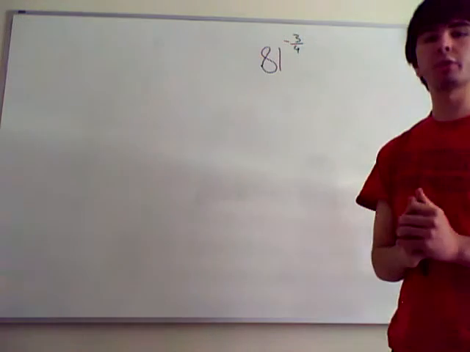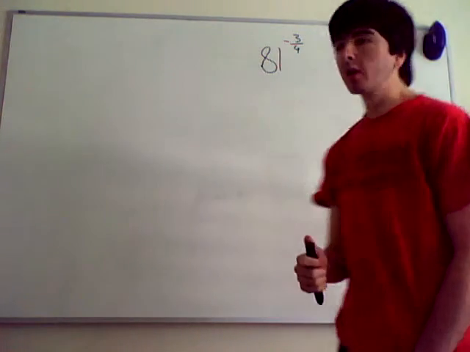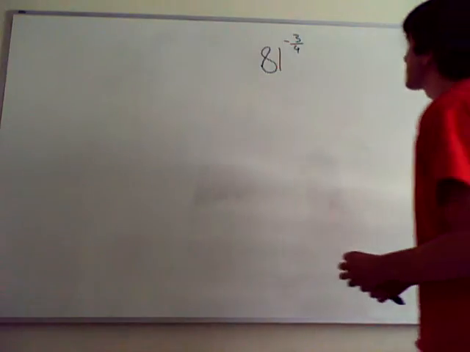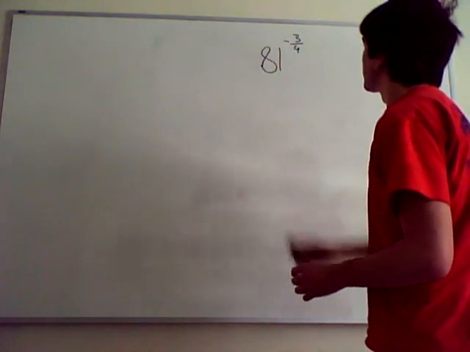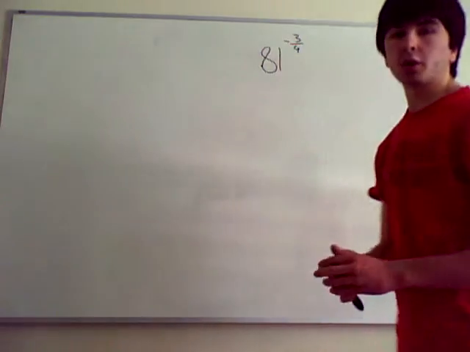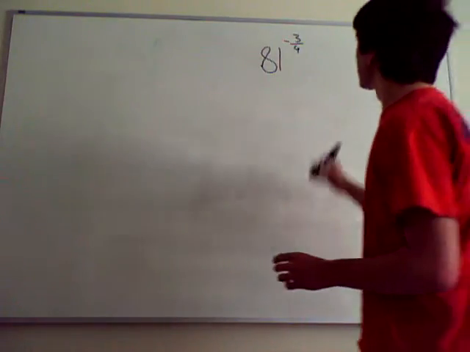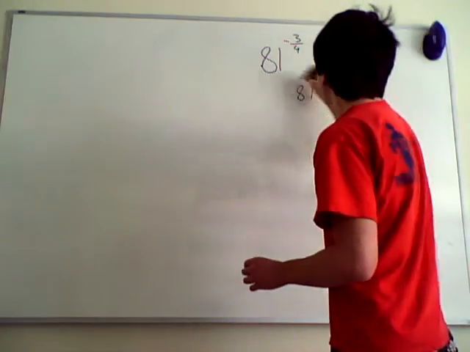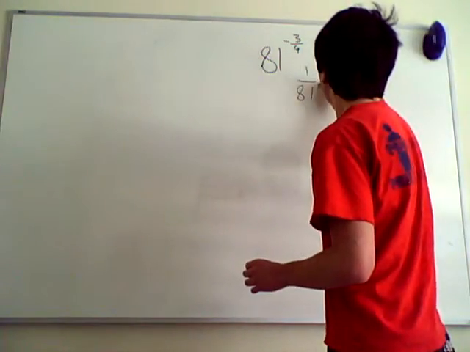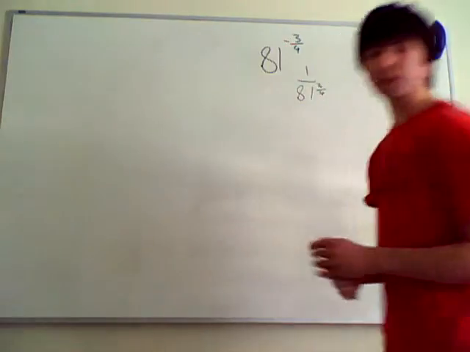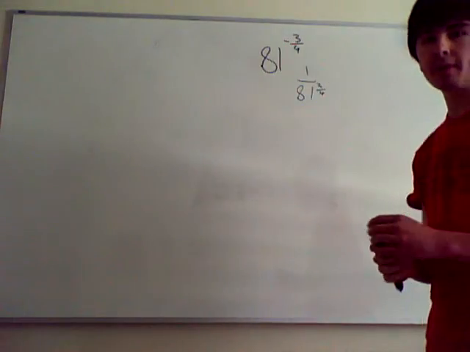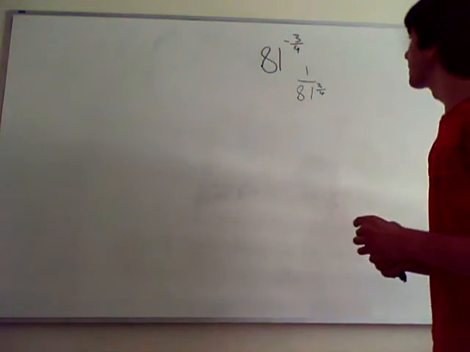81 to the power negative 3 over 4. Now, what this means is, first of all, always deal with the negative first. So that actually means it's 1 over 81 to the 3 over 4, okay? That's what that means. Always put it just 1 over, okay? And you can deal with the rest later.